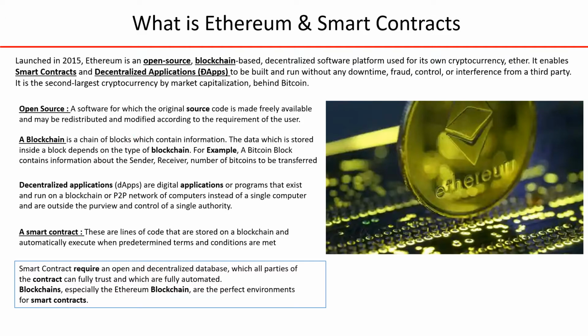What is blockchain? Now let us see decentralized applications. What are these applications? Why are these decentralized? These are the digital applications or programs that exist and run on a blockchain. Now we are saying this is an open source blockchain based platform on which we can define decentralized applications. They run on a P2P network of computers instead of a single computer and are outside the purview and control of a single authority. This makes it decentralized. Now we have a blockchain, we have open source, and this is out of control from a single authority. That is how this becomes decentralized.